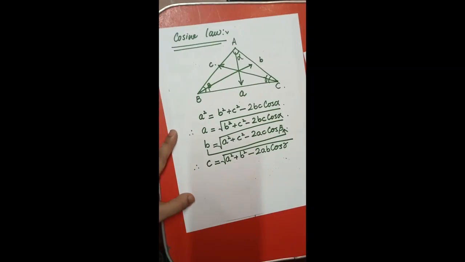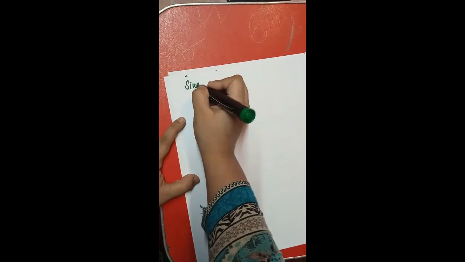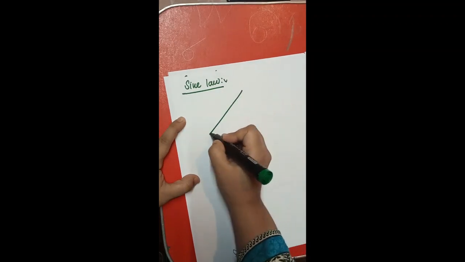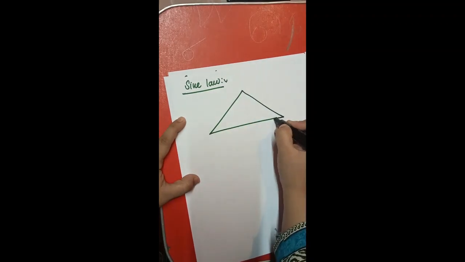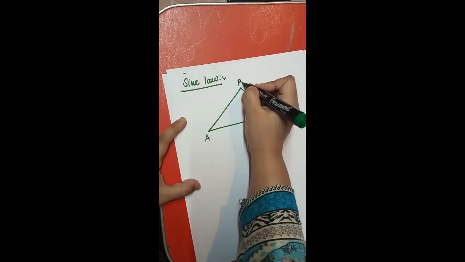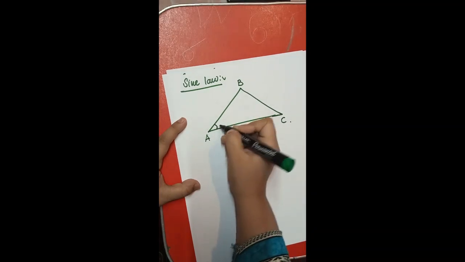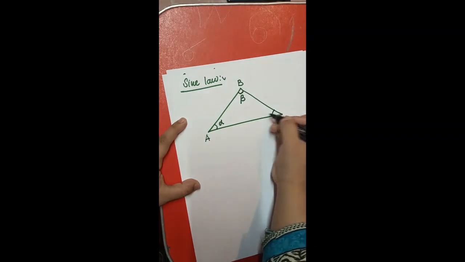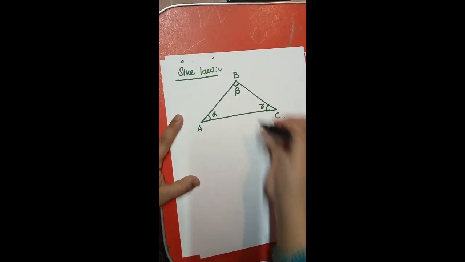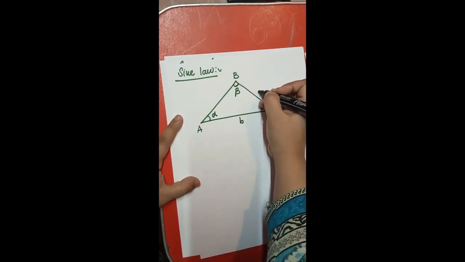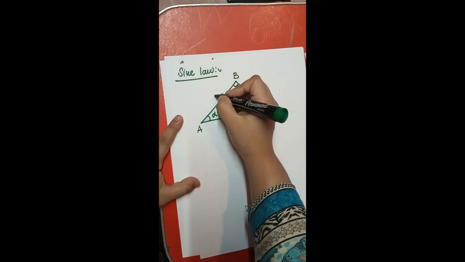Now we are going to find out the formula of the sine law. If we have this triangle, where this side is A, this one is B, and this one is C, then the angle of A is alpha, the angle of B is beta, and the angle of C is gamma. The opposite side of B is a small b, the opposite side of A is a small a, and the opposite side of C is a small c.